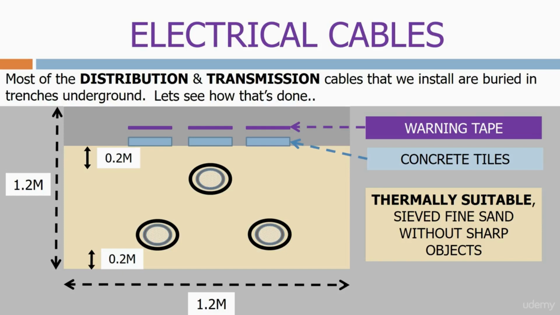Every layer in the trench is important and is installed for a reason. If someone does accidentally dig into the ground, the first thing they will hit will be the warning tape, which should hopefully make them stop digging. If this doesn't work, then they will hit the concrete tiles, which are the real physical barrier before they get to the power cable.